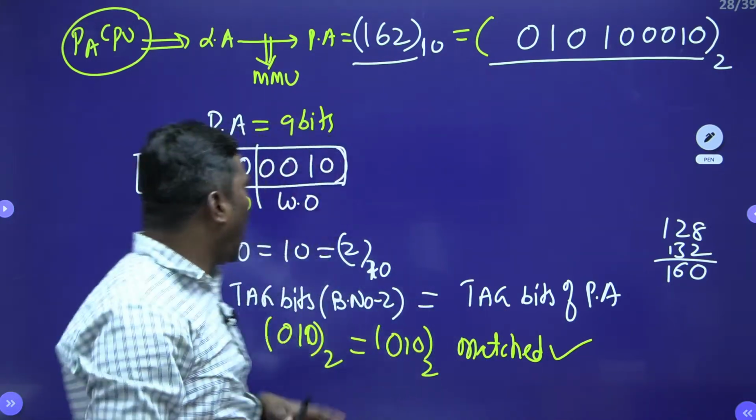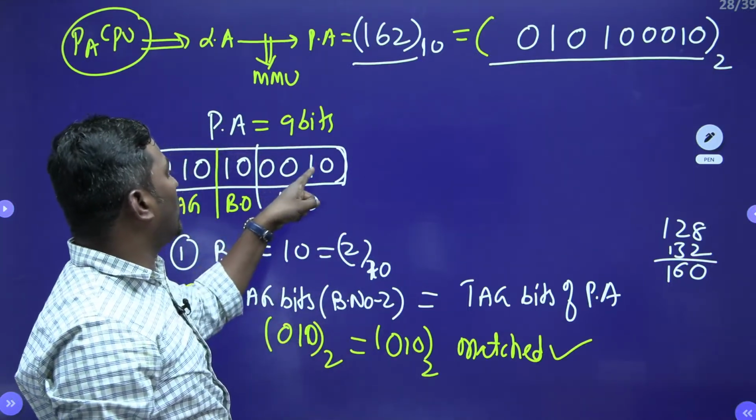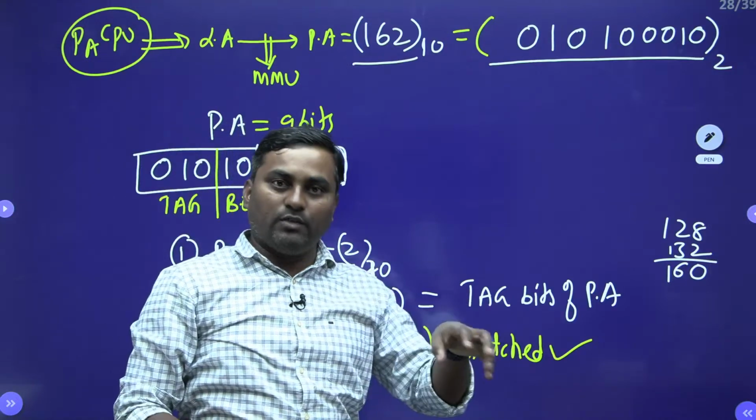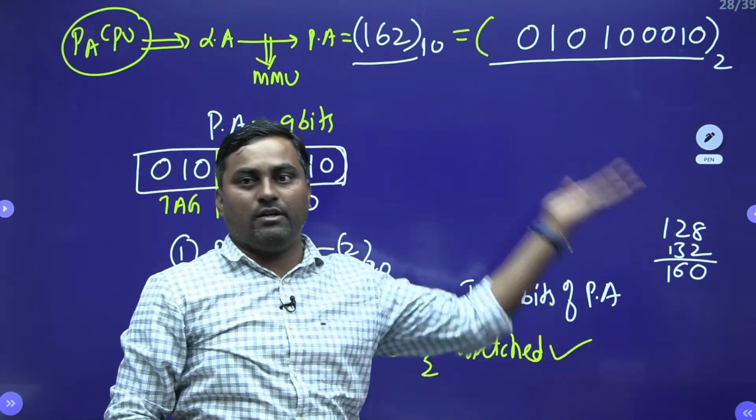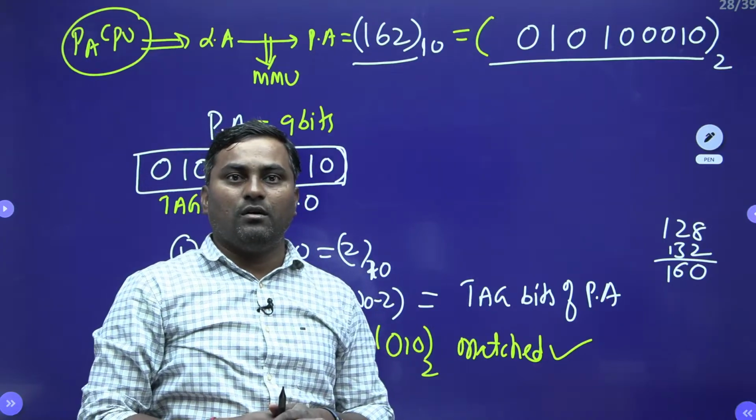Then what to do? Take the offset value and go inside this block. What is the offset value? 0, 0, 1, 0. Word number 2 is required. Take word number 2 and place it on the data bus, and it will travel and be given to the processor. This is the way it will happen. Are you getting my point?